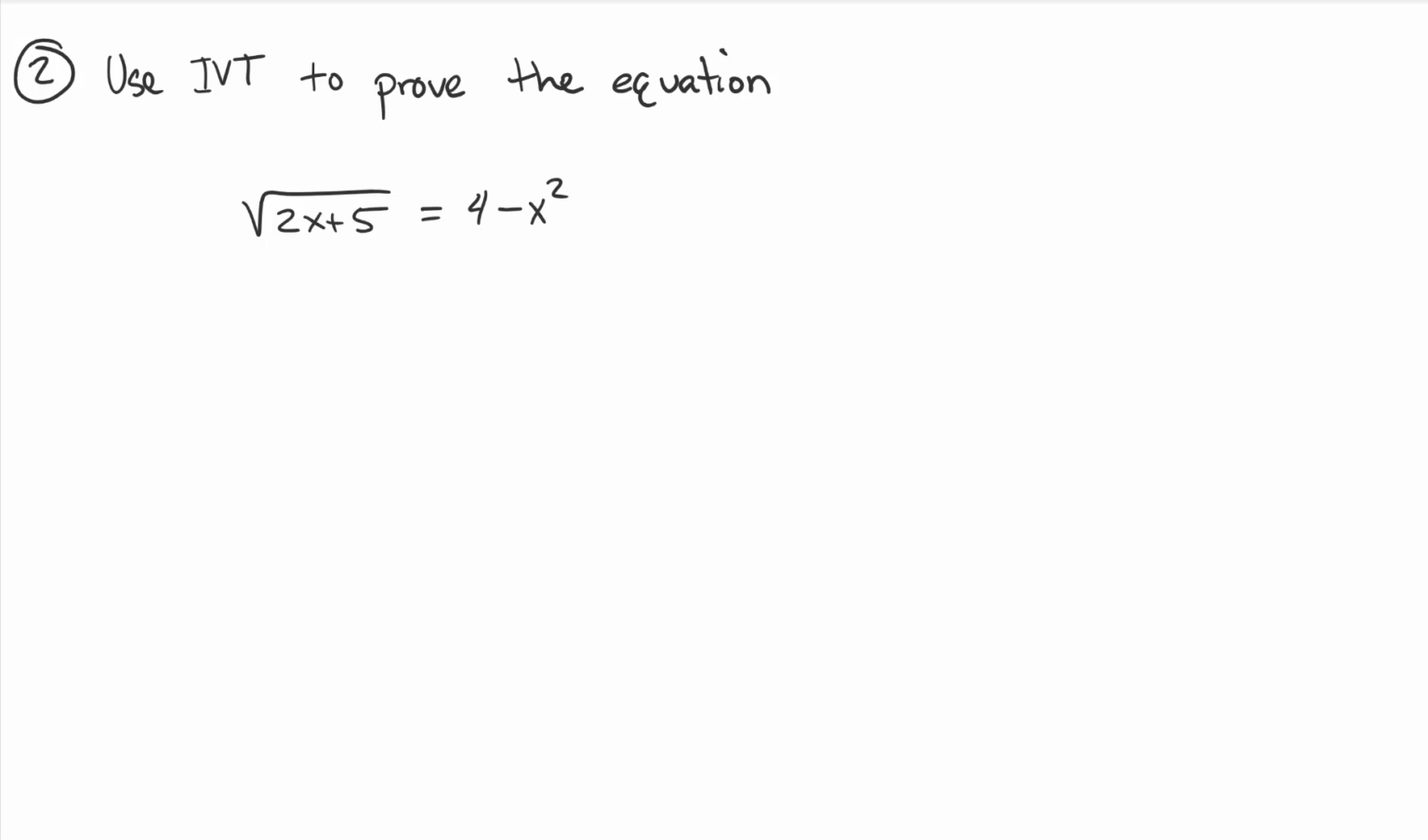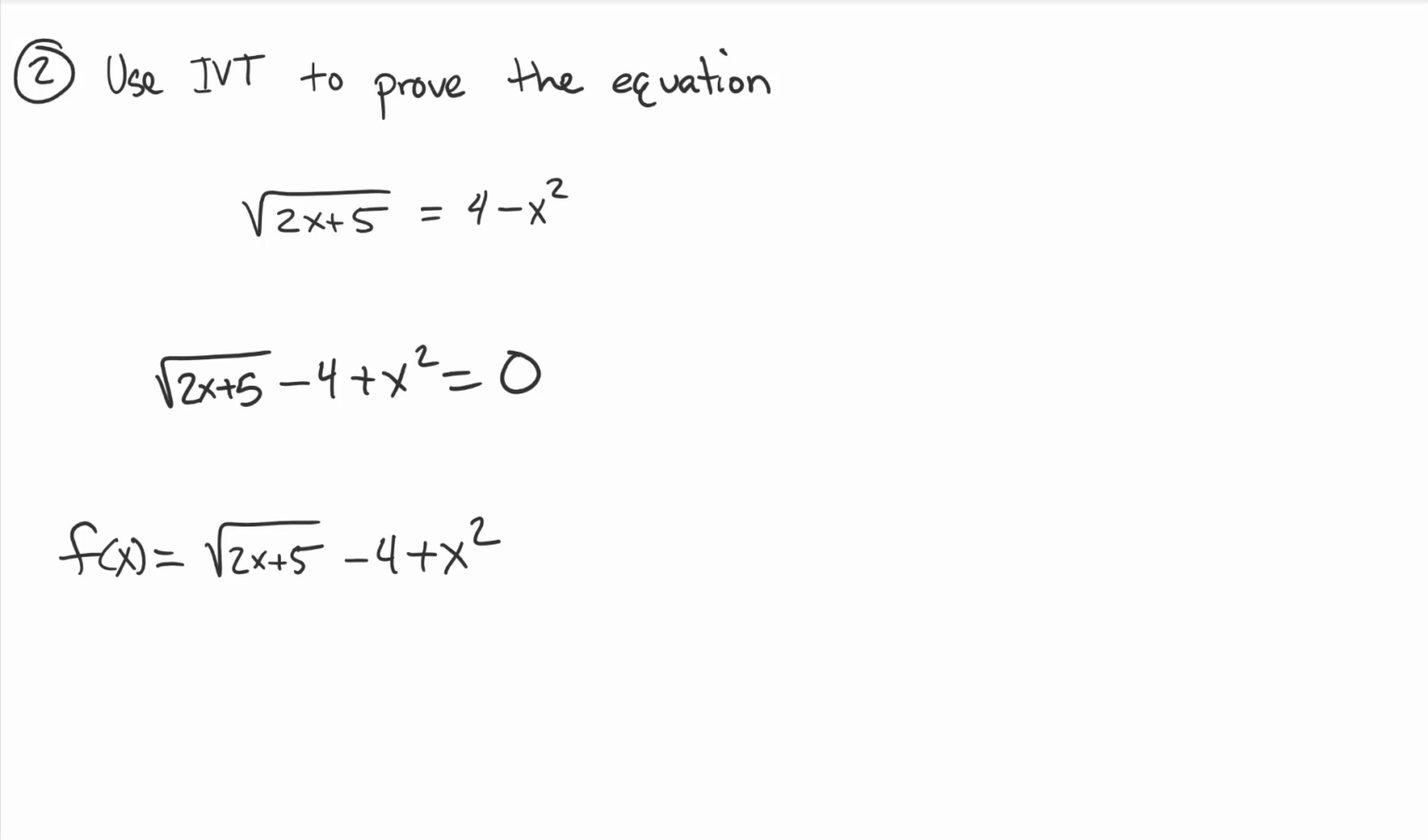So our first game is we're going to want to set this thing equal to 0. Let's move it on over and set it equal to 0. So we get the square root of 2x plus 5, and we move everything over, equals 0. Cool? We just subtracted 4 and added the x squared, so we can get it all off to one side. So we don't want to set it equal to 4 or 3 or 2. Let's just get it positive and negative and move on. So I'm going to now let f of x just equal the expression on the left-hand side.